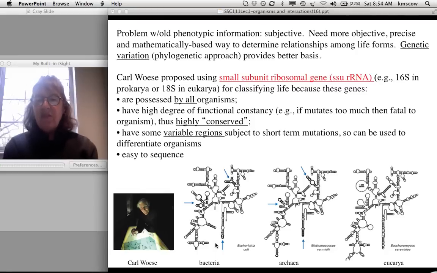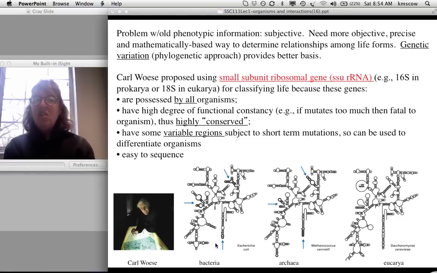And Carl Woese, the fellow in the bottom of the picture, is the person who proposed using a particular gene that is shared by all organisms and that has some interesting aspects that makes it a good candidate, and to use the sequence of that gene to classify life forms. Since all God's children have small subunit ribosomal genes, SSU rRNA.